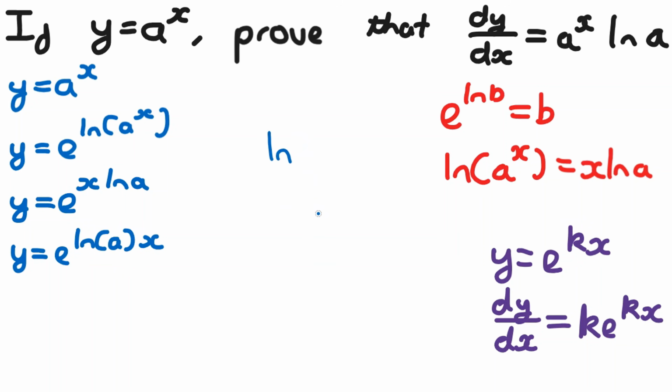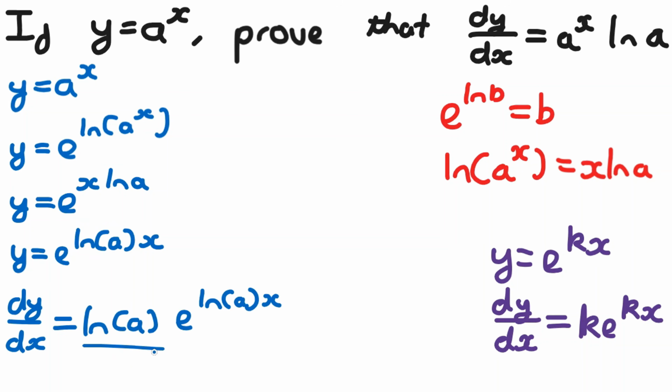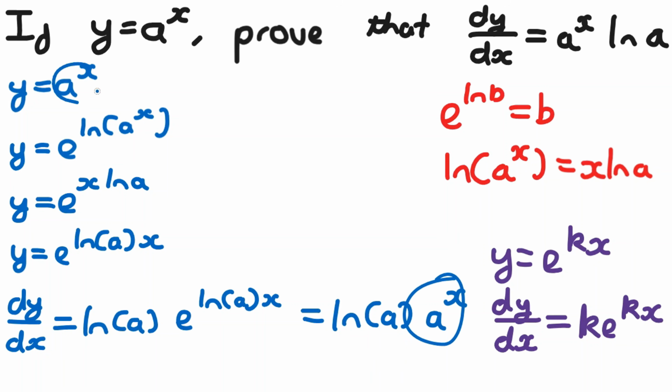This is just a constant, so this is just k here. And dy over dx is equal to k e to the power of kx, so therefore dy over dx of this here, the natural log of a comes down, so it's the natural log of a multiplied by e to the power of the natural log of a times x. And because we can write this as a to the power of x, as we showed before, we can rewrite this as the natural log of a multiplied by a to the power of x, and therefore we've proven that dy over dx is the natural log of a times a to the power of x, which is what's required.